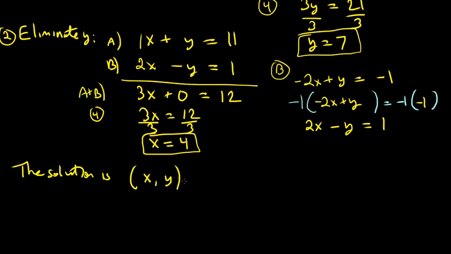Don't forget to write it as an ordered pair. This is very important, right? 4, 7. Okay, so that's the solution, right? It's not x equals 4, y equals 7. It's the ordered pair 4, 7, right? 4 comma 7. So this is supposed to be a comma here.